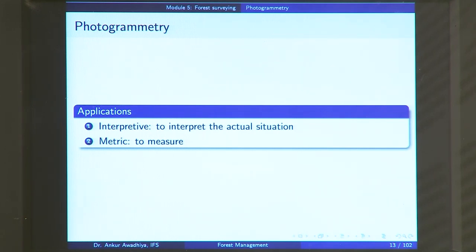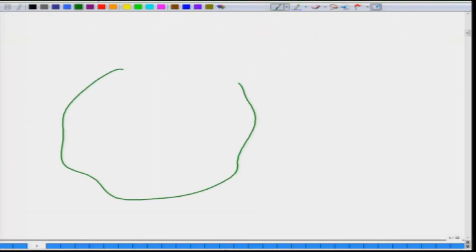There are two applications of photogrammetry. You can use it for interpretation of the surface. For instance, if you are doing photogrammetry of a forest area, you can do an interpretation and figure out how many trees there are per unit hectare of the land. Or you can take measurements, that is, what is the distance between two trees.